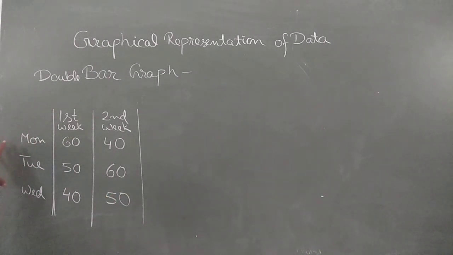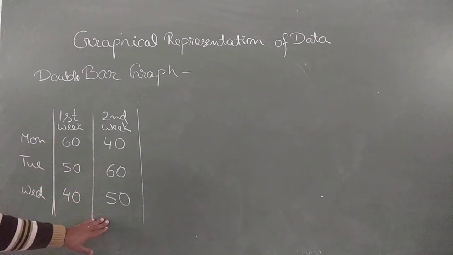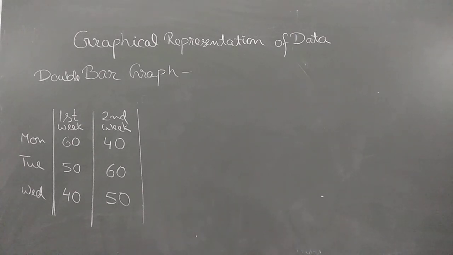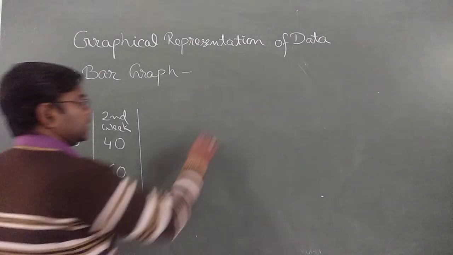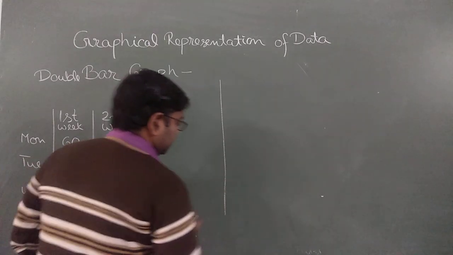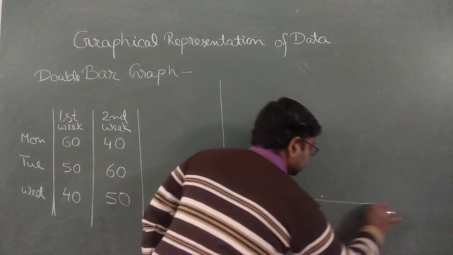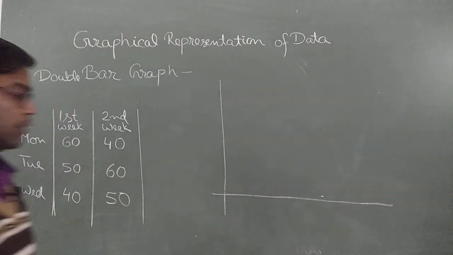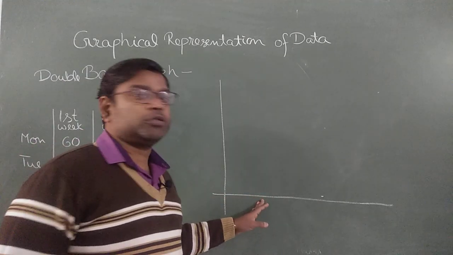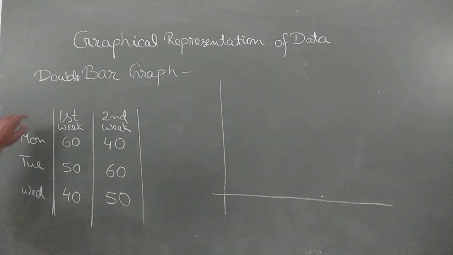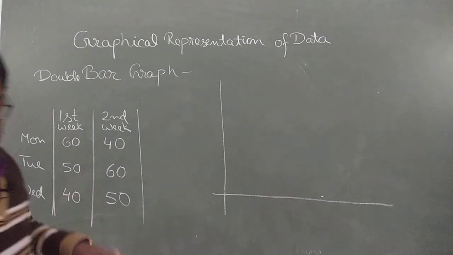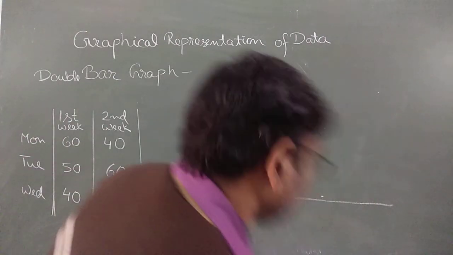So if the question says to compare these two data using a graph, how do we do it? For this we use the same thing again. First we plot the x-axis and y-axis. Likewise, on the x-axis we use the fixed quantity, or the quantity we are going to measure. This one means Monday, Tuesday, Wednesday.